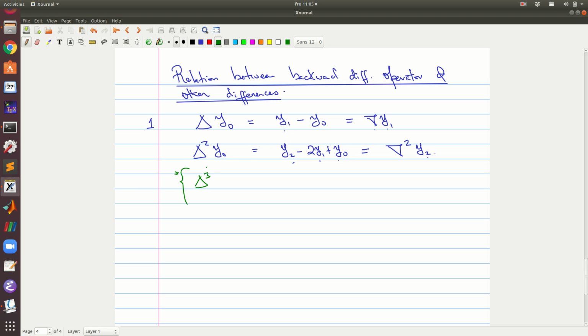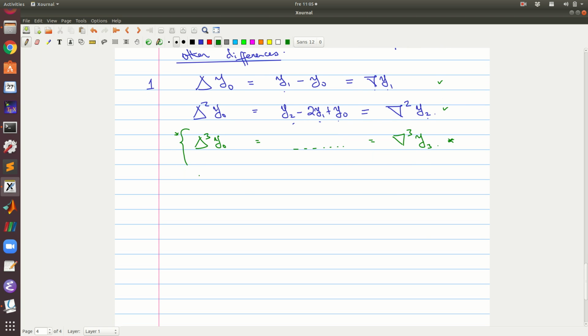Okay, so I hope, as the pattern goes, we can see that the third, we shall not write it out, it may be a little long, but we can easily follow that this will be some expression which we had, and it should be the same as the third backward difference at y3. So you can just follow from 1 and 2 and deduce the pattern for the other backward differences, the relation between this and that.